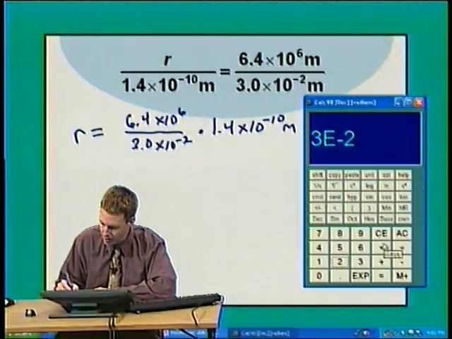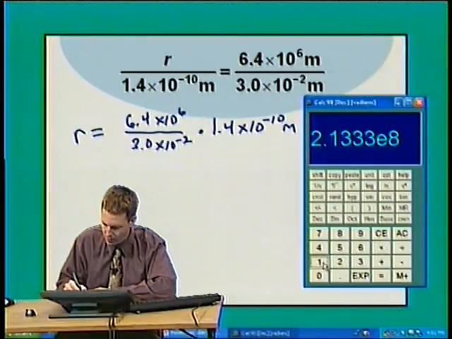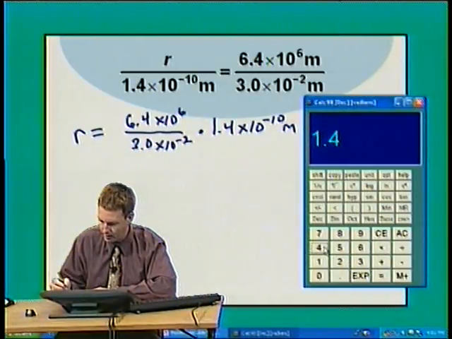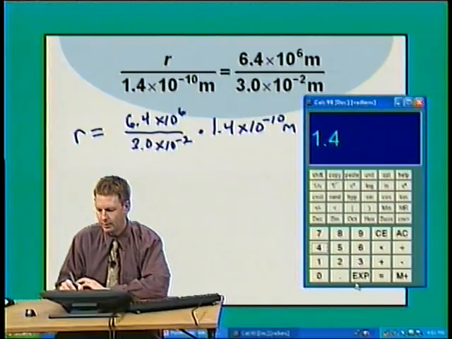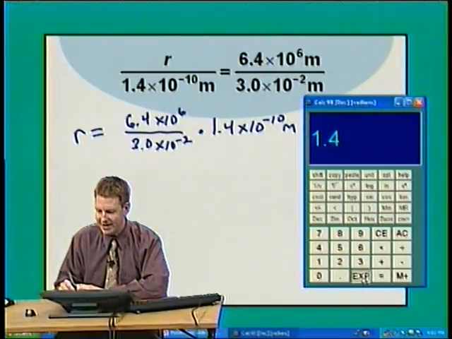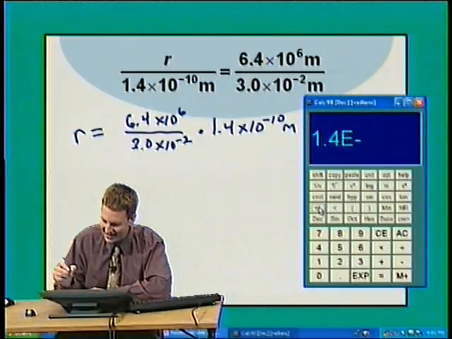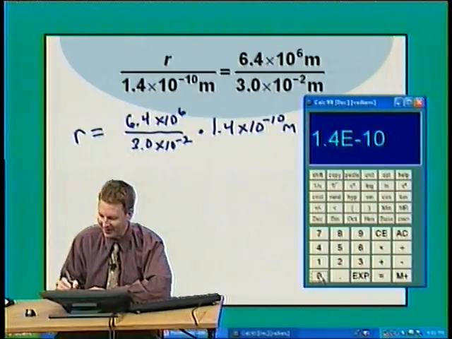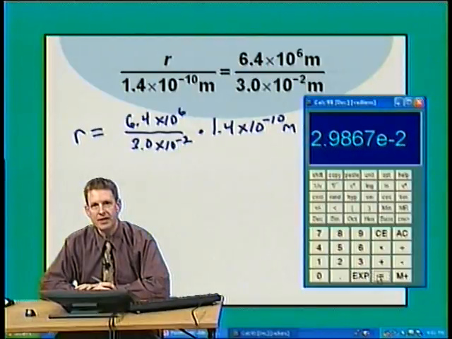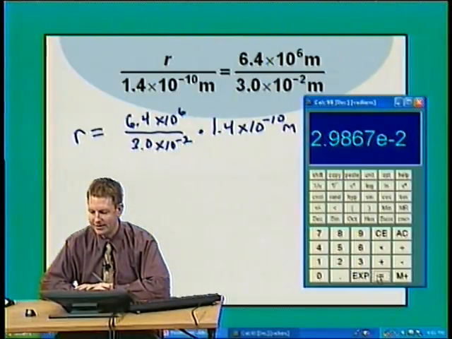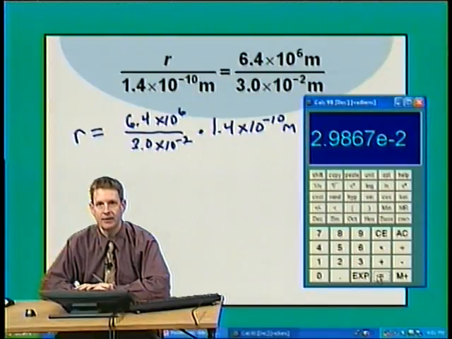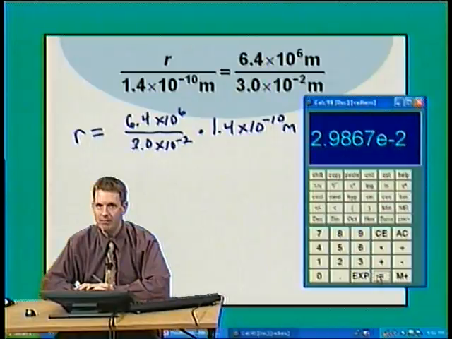Now I need to multiply by 1.4 times 10 to the negative 10 power. And altogether, I get about 2.9867 times 10 to the negative 2. If I round that 2.9867 to two significant digits, that rounds up to 3.0.